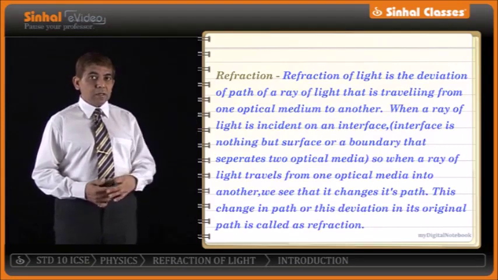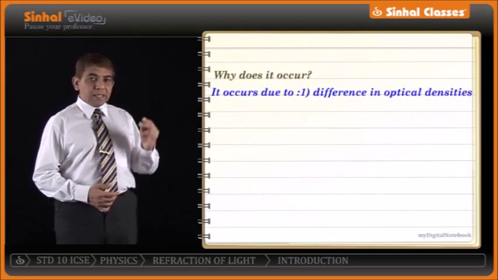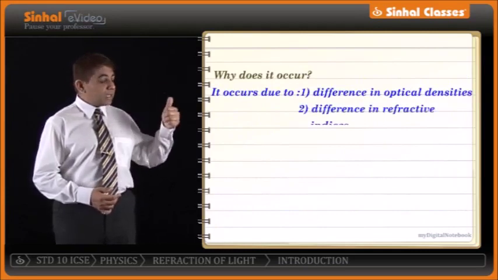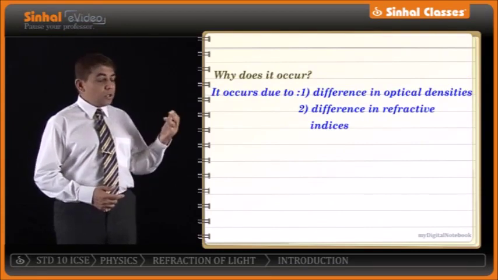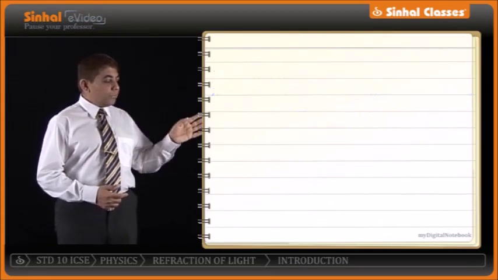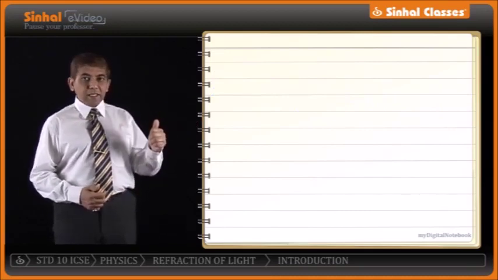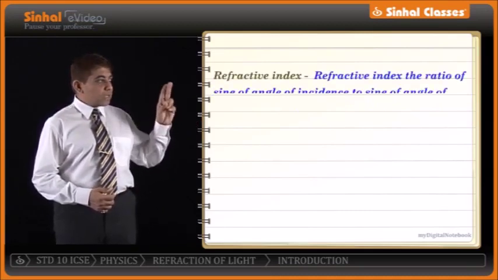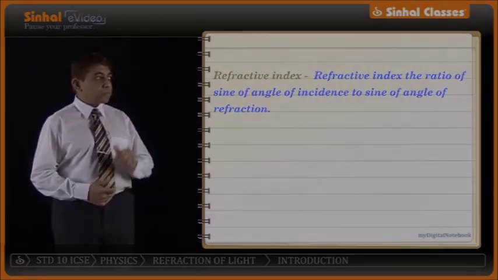Why does it occur? It occurs purely on account of difference in optical densities, difference in the refractive indices of the two media. So when we talk about the refractive index of a medium, we say that refractive index is nothing but the ratio of sine of angle of incidence to sine of angle of refraction.